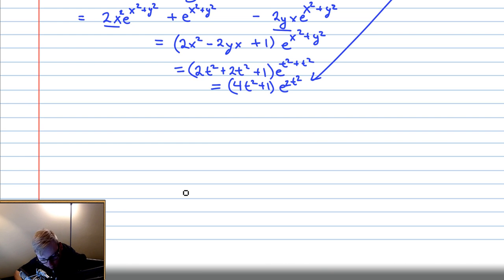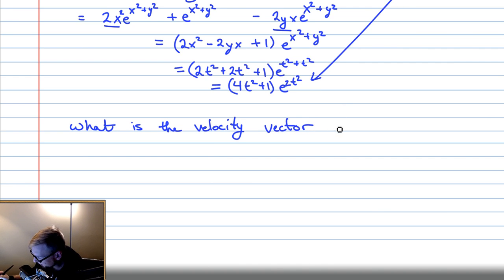It says, what is the velocity vector from part B of the last question? Well, we have the answer. I'm going to just write it down. 5b. So our derivative was 15.